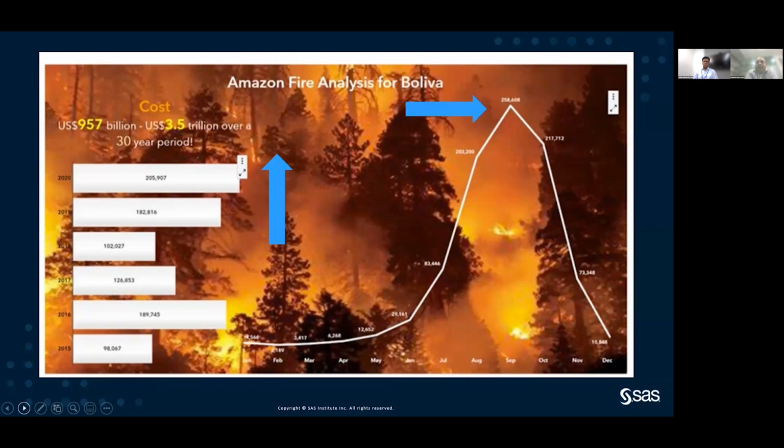Now, if we compare the number of fires across the months of a year, it shows an increasing trend from July to November, maybe peaking around September, October. And this is indicative of fire season. So July to November is typically the fire season in the Amazon rainforest. And these were some of the findings we had when we started to explore the data.